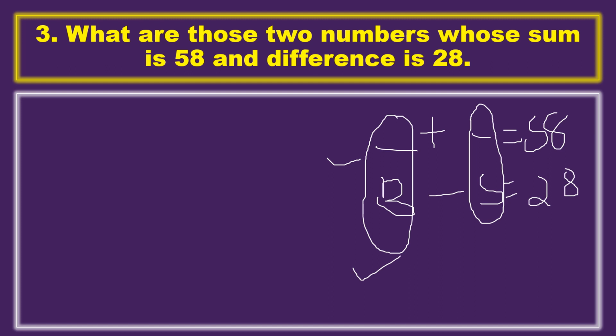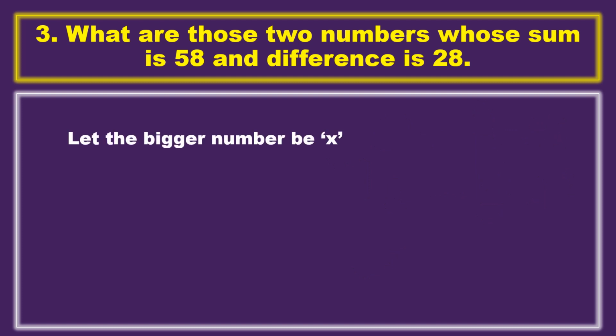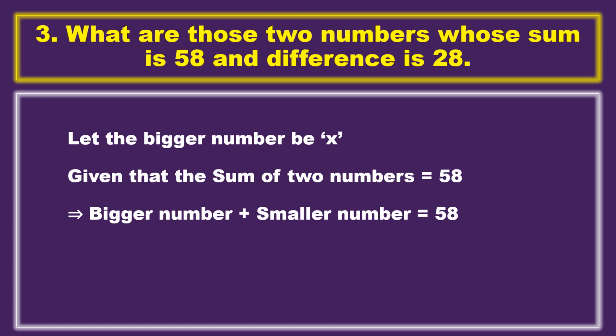So whenever you don't know the two numbers, take any one number as a variable, and find out the other one from the given condition. Okay, so here I'll take my bigger number as x. So what is the first condition? The sum of these two numbers is 58. Sum means we know it is addition. So bigger number plus smaller number equals 58. As we already took the big number as x, let me substitute the big number as x. So x plus smaller number equals 58.